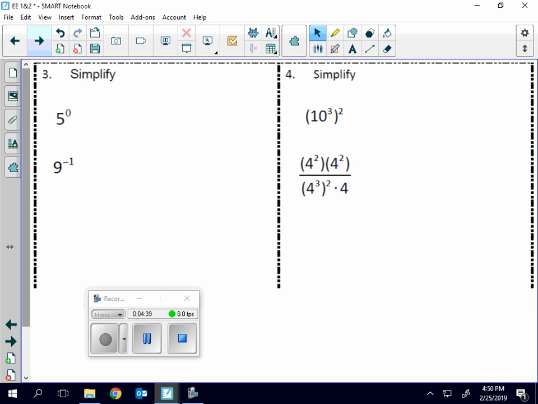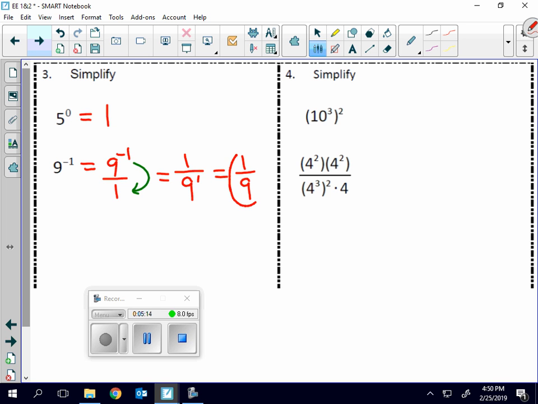Number 3, simplify. All right, some silly rules here. 5 to the 0 power, anything to the 0 power equals 1. That's it. Anything to the 0 power is 1. And anything to a negative power, just make it a fraction. Then just like we did before, we want to move that 9 down here because it's a negative, so this will be 1 over 9 to the positive first power, which is just 1 over 9. I'll circle this one too. That one was easy.